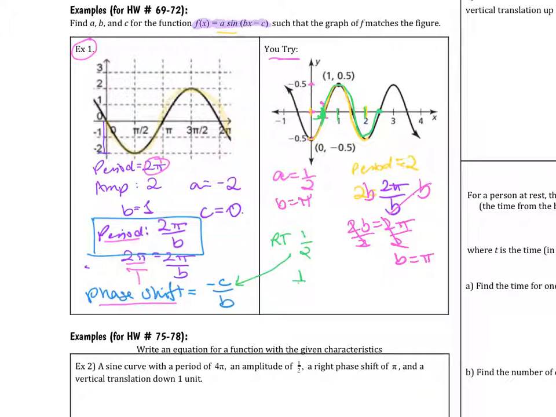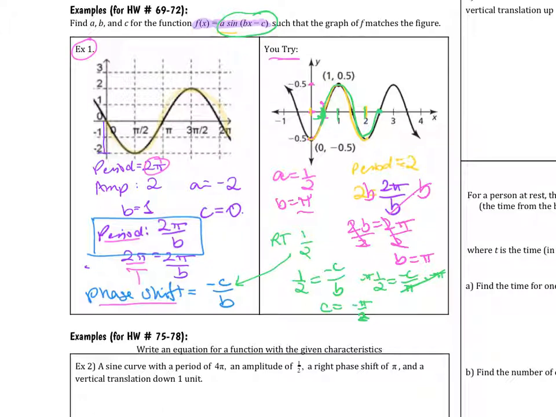So I'm going to say 1/2 equals -c over b. Then we do know what b is. b is pi. So let's set it equal. 1/2 equals -c over pi. Let's multiply by -pi. So we notice that c equals -pi over 2. Now that's actually what you would plug in to the equation here.